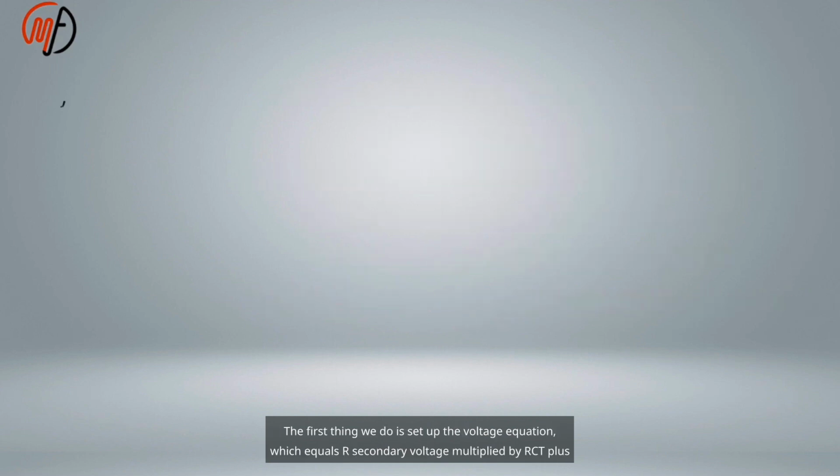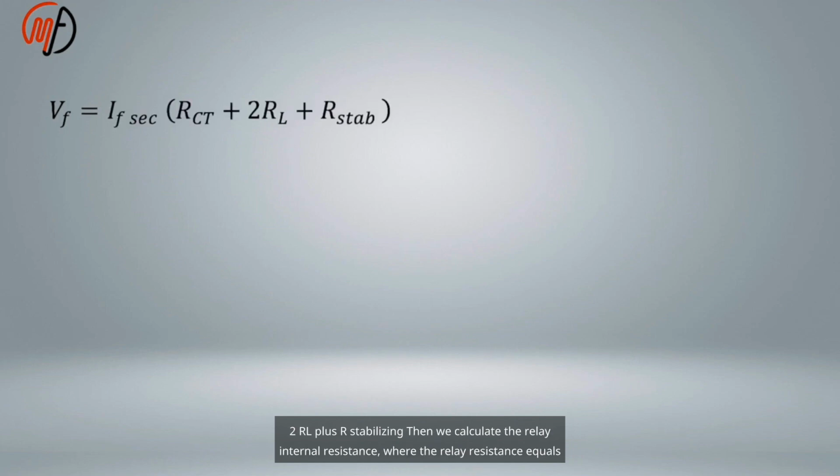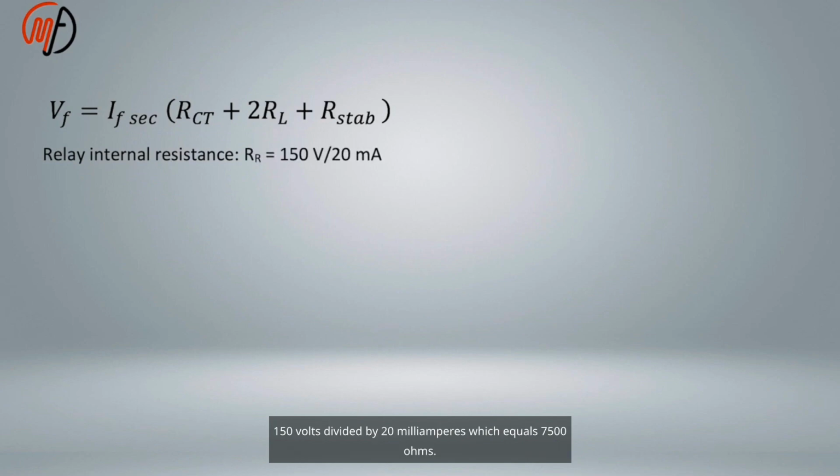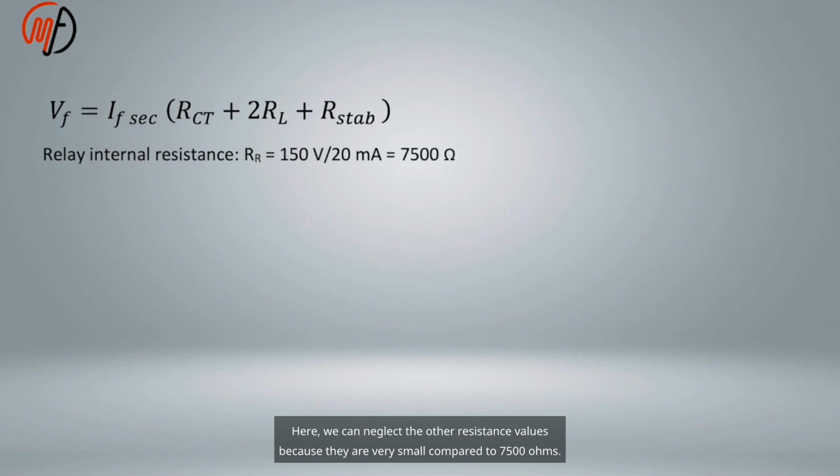The first thing we do is set up the voltage equation, which equals the secondary current multiplied by RCT plus 2RL plus R stabilizing. Then we calculate the relay internal resistance, where the relay resistance equals 150 volts divided by 20 milliamperes, which equals 7500 ohms. Here, we can neglect the other resistance values because they are very small compared to 7500 ohms.